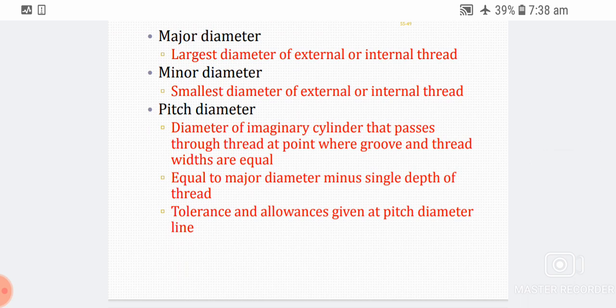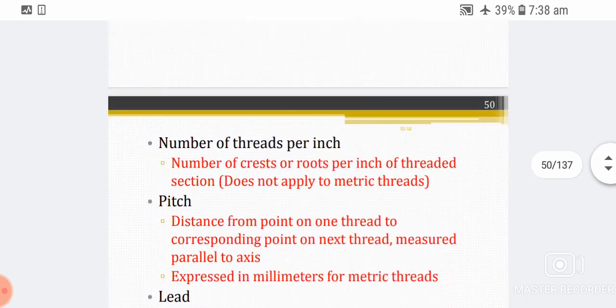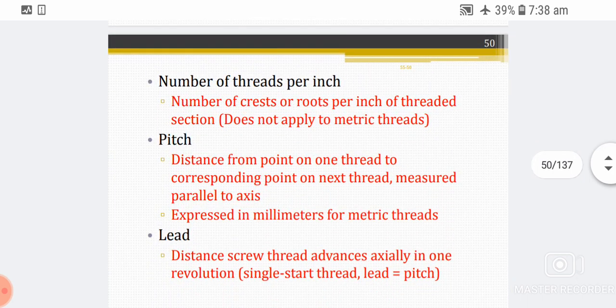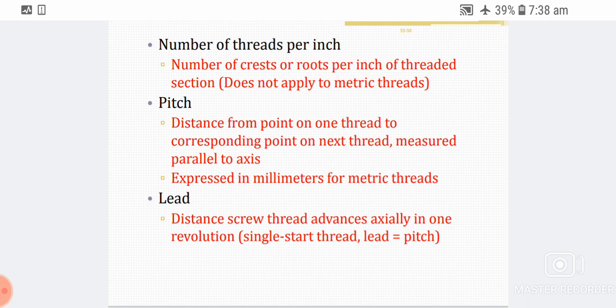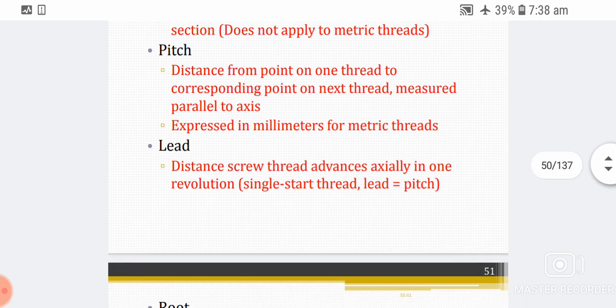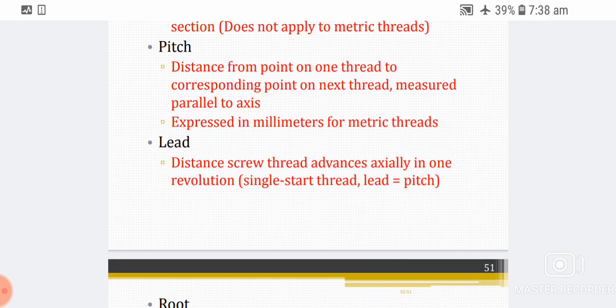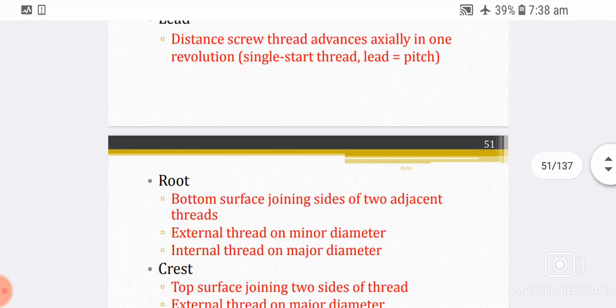Tolerance and allowances are given to the pitch diameter line. Number of threads per inch: number of crests or roots per inch of threaded section, which does not apply to metric thread. Pitch: distance from a point on one thread to the corresponding point on the next thread, measured parallel to the axis, expressed in millimeters for metric thread. Lead: distance a screw thread advances axially in one revolution. Single start thread, lead equals pitch.